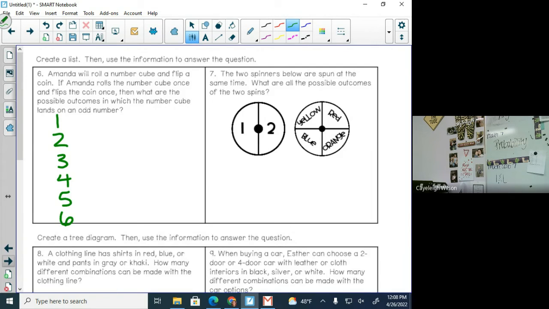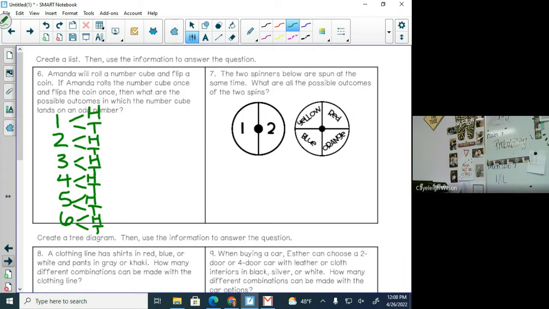Heads or tails. So I could roll a 1 and then get a head or a tail. Or I could roll a 2 and get a head or a tail when I flip the coin. Or it could have been a 3 and then a head or a tail. Or it could have been a 4, a head or a tail. Could have been a 5, head or a tail. And it could have been a 6, head or a tail.